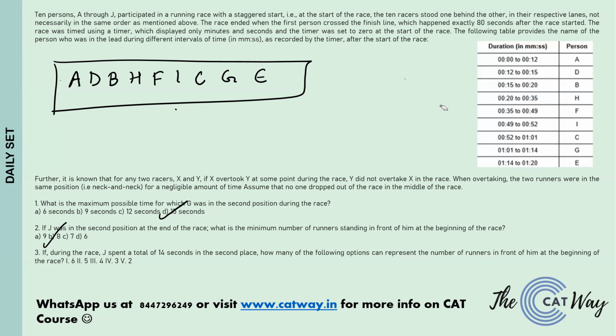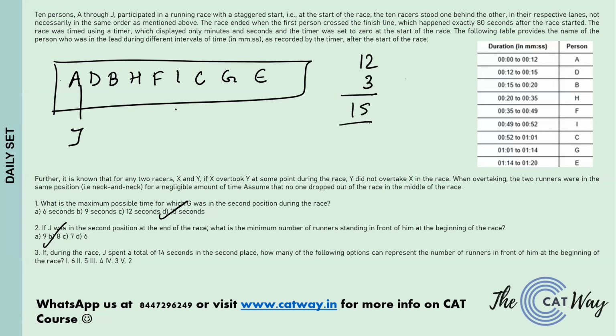Okay, chalo, let us start. Let's say J was in the second position at the beginning of the race. He would have spent 12 seconds while A was at the top. And when D overtook A and J, we could have imagined that J also overtook A, and J came to the second position for the total amount of time for which D was at the top. That means 3 seconds over here. That means total 15 seconds.